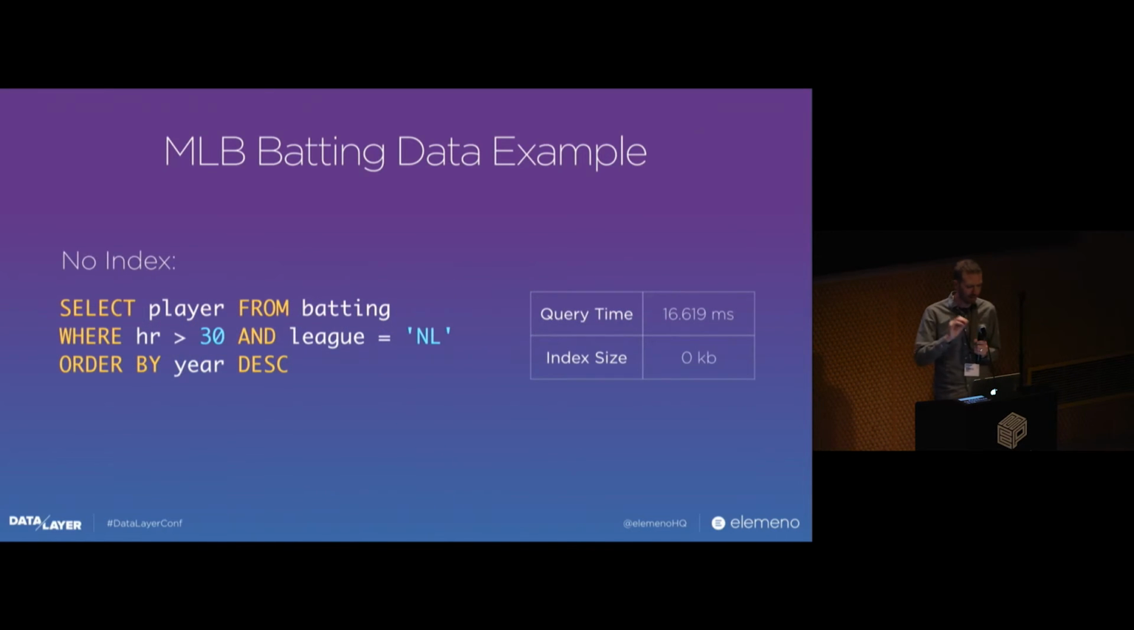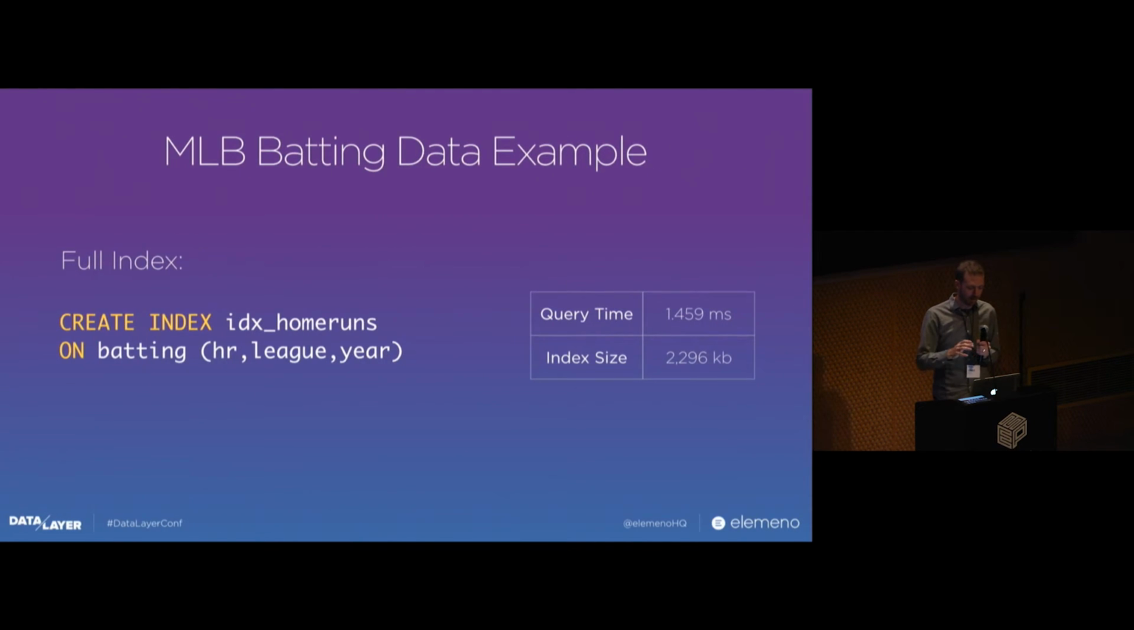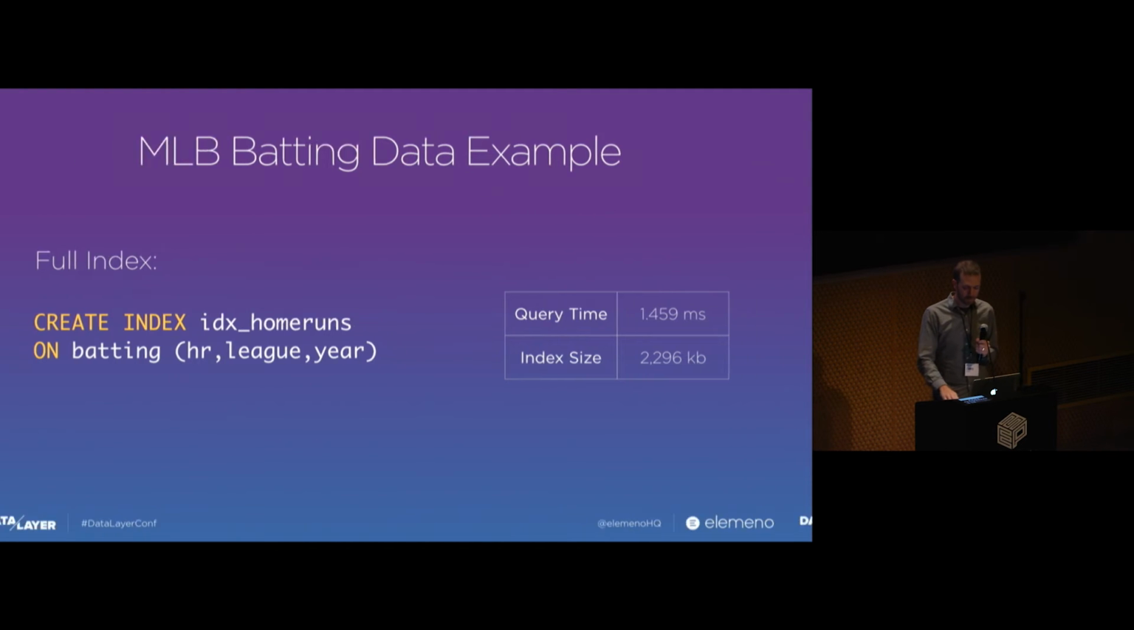So if we take that query and run it directly against the table without any index, it takes about 16.5 milliseconds, and our index size is 0 because, well, we didn't have an index. If we look at the full index, we've indexed on the 3 columns that we're interested in, and we get a dramatic performance improvement. We're now at 1.5 milliseconds for the query, and our index sits at about 2 megs.